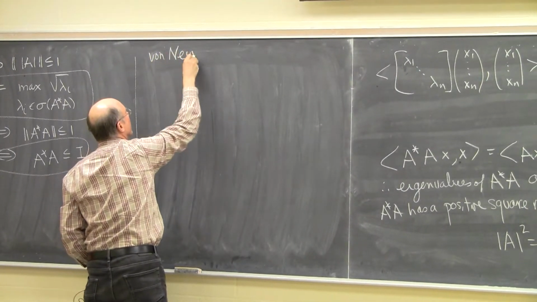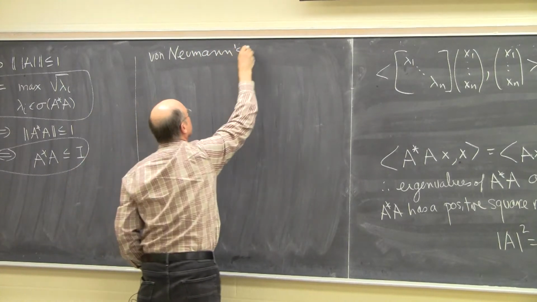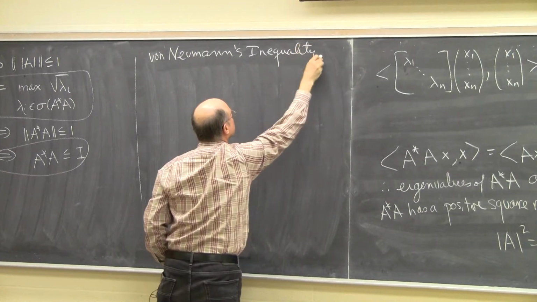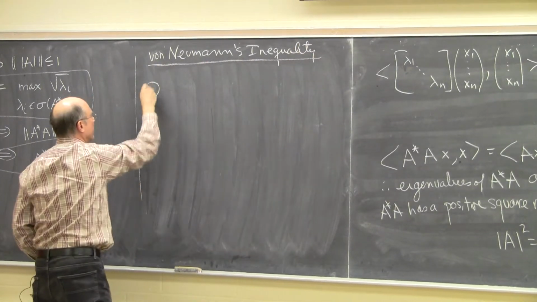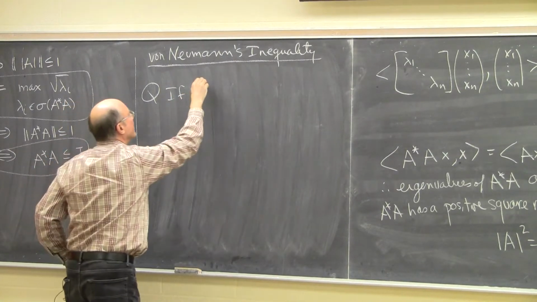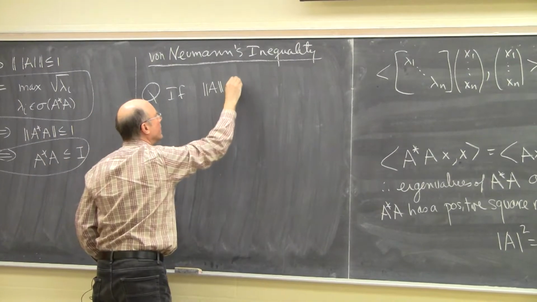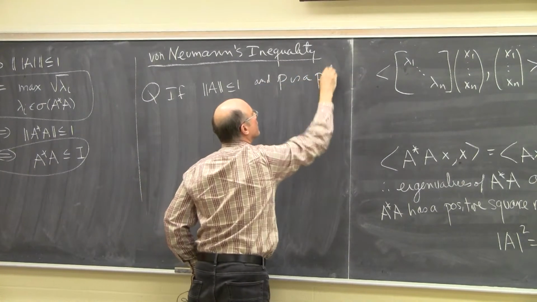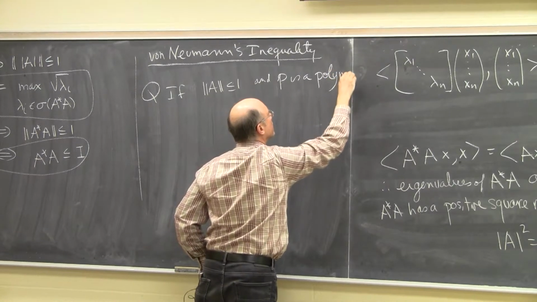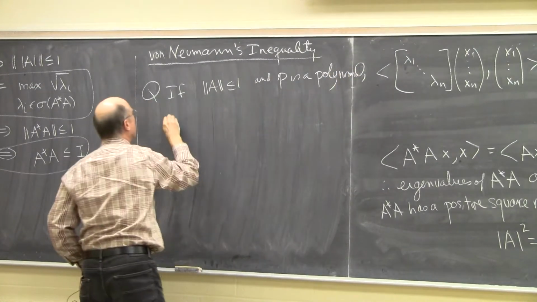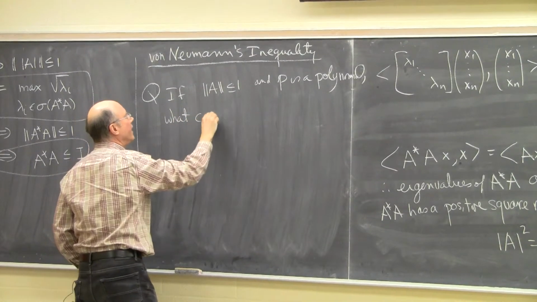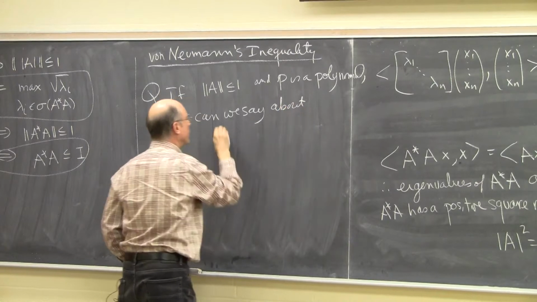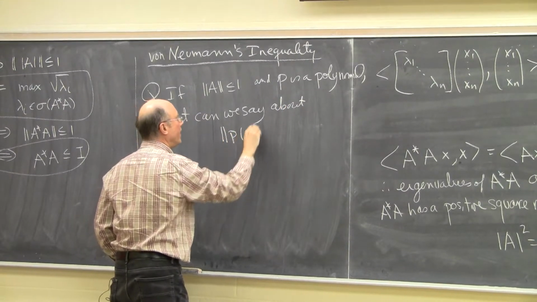So, von Neumann's inequality. So here's the question. If A is norm less than or equal to 1, and p is a polynomial, what can we say about the norm of p(A)?